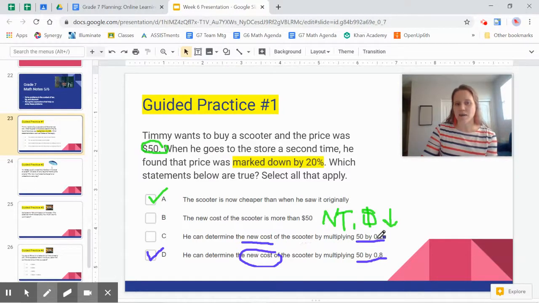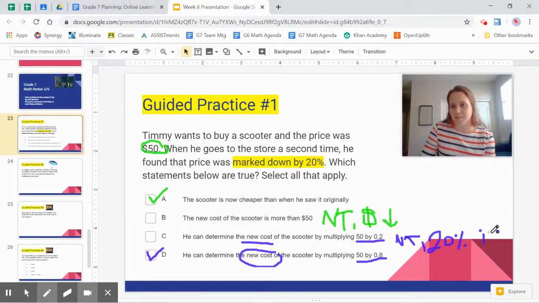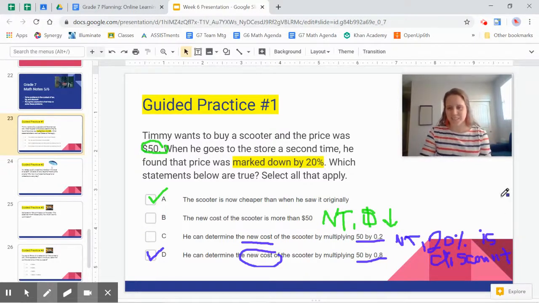C tells us what? Does it tell us the new cost, 20% of 50? No, C tells us the discount. So I'm going to jot a note here, not true. 20% is discount. Go ahead and update your paper. I'm doing this with my mouse. I wish I had a touch screen. The 20% is the discount, not the new cost.